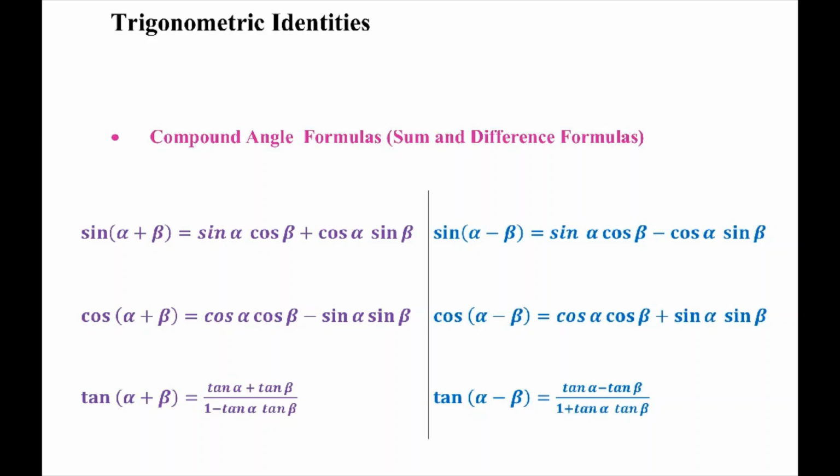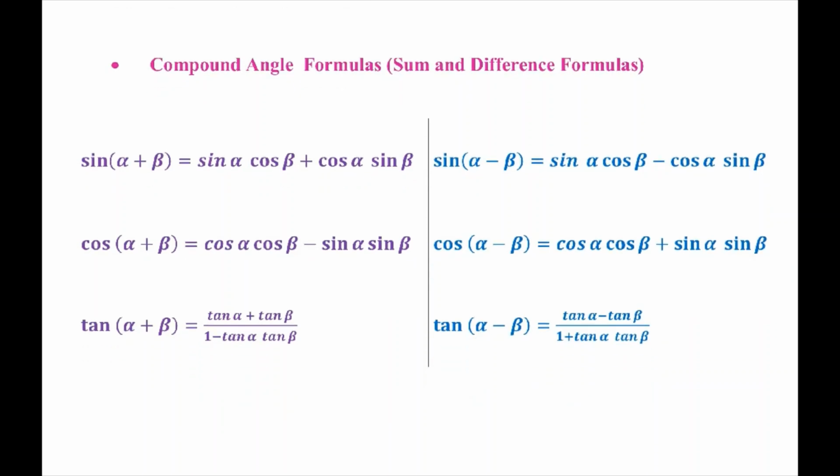Hello everyone. In this video, we will learn one of the trigonometric identities, the compound angle formulas, or we can say sum and difference formulas. If I have two angles, alpha and beta, that have been added together, and I need to find sine, cosine, or tangent for these angles, or maybe if they are subtracted, there are certain formulas that we need to follow.